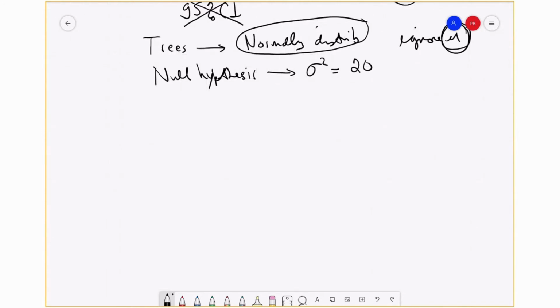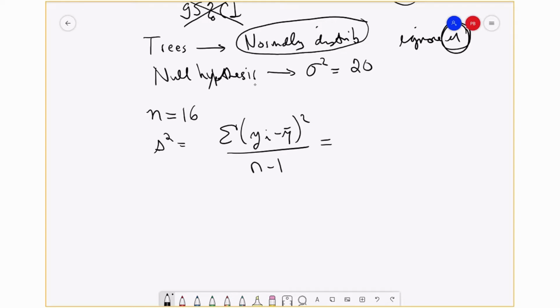So we go out and we collect a sample of trees. We select a sample of trees of size 16, and we calculate, based on that sample, lowercase s squared, to be clear, as the sum of all the y_i minus y bar, all squared, over n minus 1, and let's say that turns out to be 36.